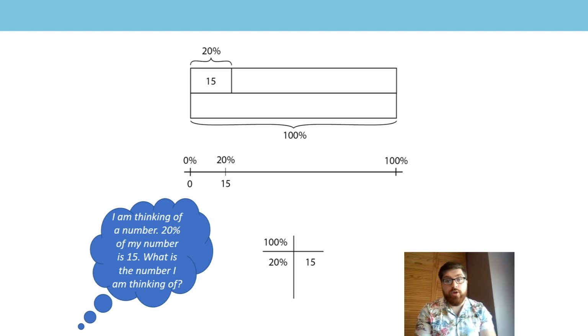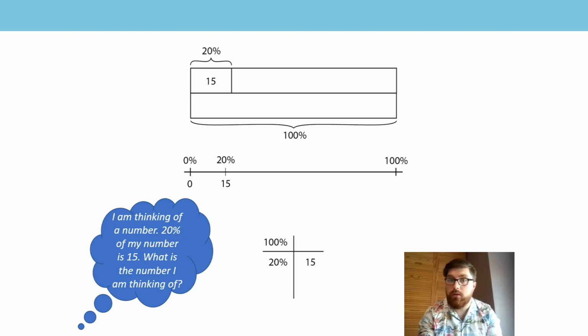Now I'm thinking of another number. 20% of my number is 15. What's the number I'm thinking of? Now, think back to the last slide where we multiplied our known percentage by 10. Can you see what we would need to multiply this percentage by? Now, pause the video and come back when you've had a go.